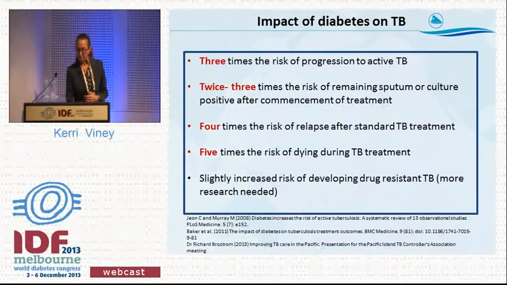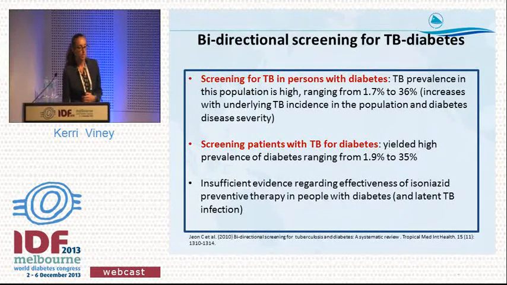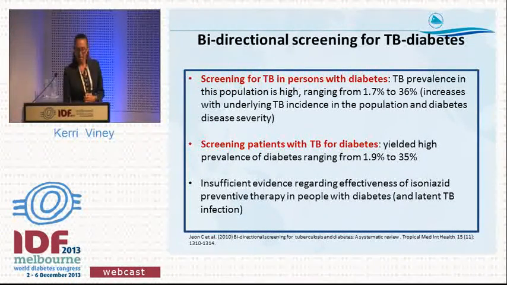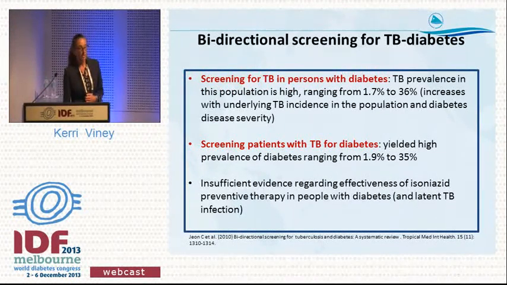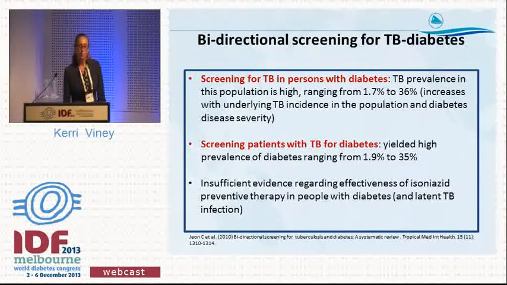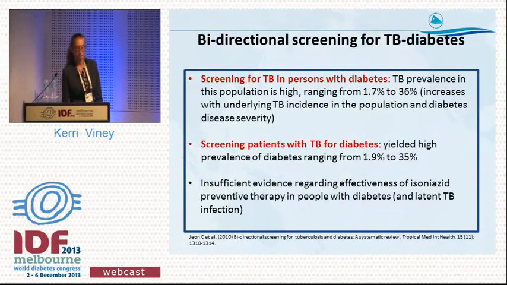When looking at the impact of bidirectional screening for TB and diabetes, the systematic review by Gion and colleagues from Harvard showed that if you screen for TB in people with diabetes, the TB prevalence in this population is very high, and it ranges from 2 to 36%, and it increases with the underlying TB incidence in the population and also the severity of diabetes.